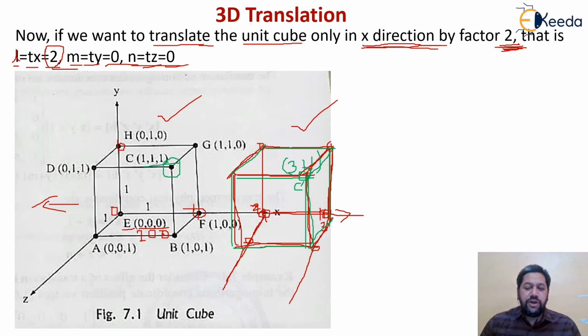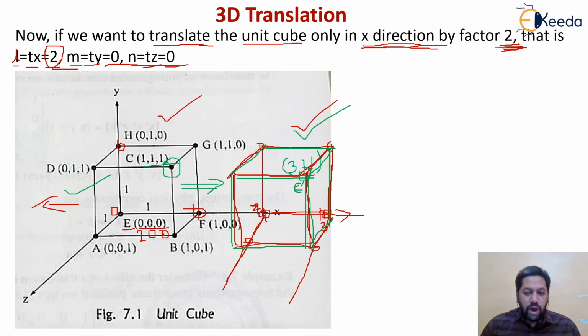So my original point c in the original object is 1 1 1, but after transformation, I'm using 3D translation. So after shifting this object in x direction by 2, my c dash value, this point, is now 3 1 1. And similarly I think it has reflected to all the points, and this was my original object, and after transformation, I'm just showing it here, my object will look like this.